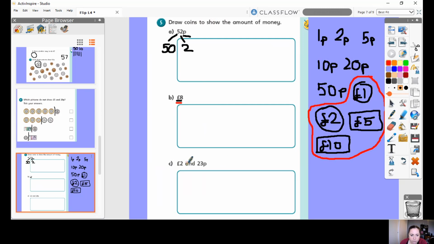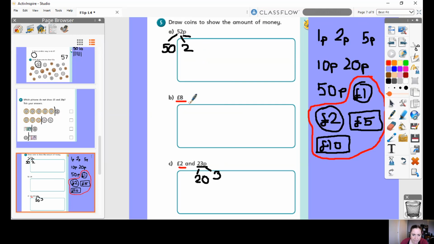And then this one, you've got to use some pounds, but you've also got to use some pence. And you can partition that into 20 and 3. Let me just get rid of that. So this one, you're using the coins, and I've partitioned that for you into 50 and 2.